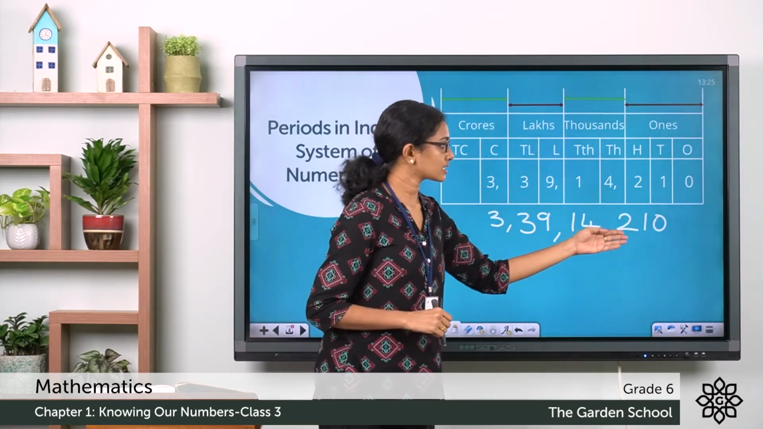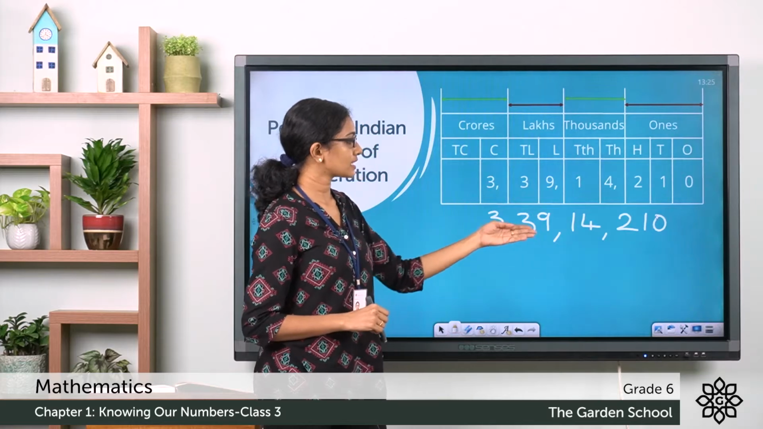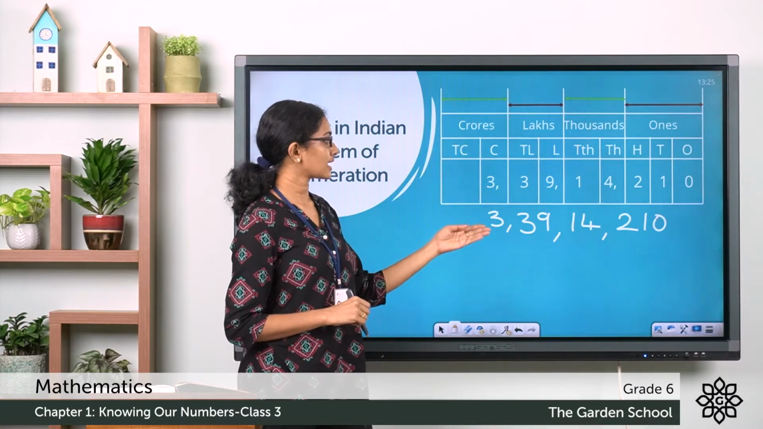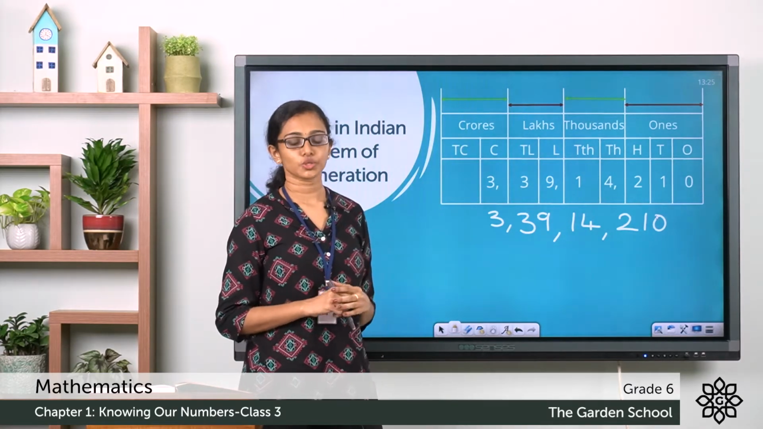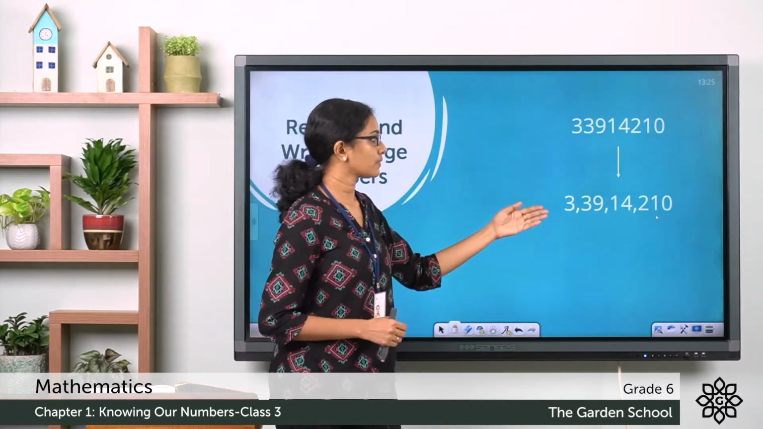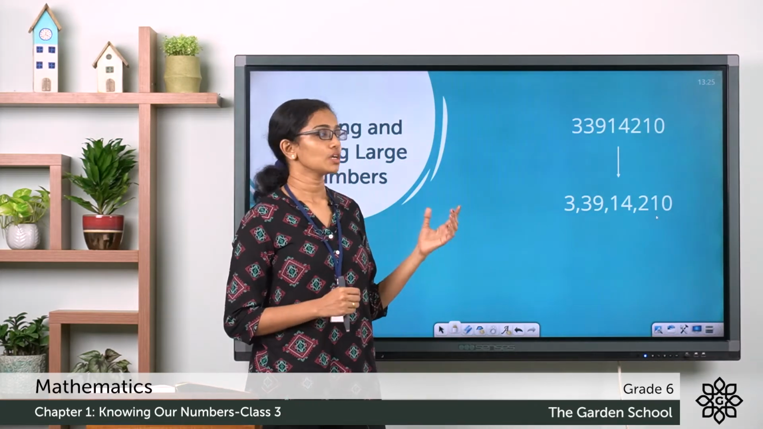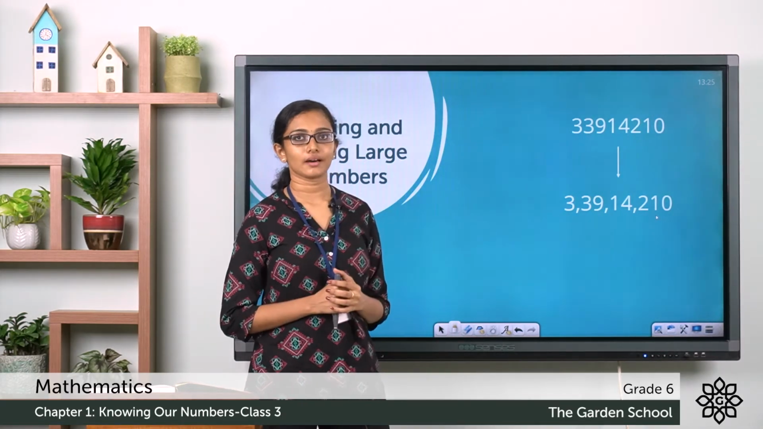So here these digits are in the ones period, these digits are in the thousands period, these digits are in the lakhs period and this digit is under the crores period. So from the given number in this form, we have inserted commas to separate the periods, and now we can easily read the number and write its number name.